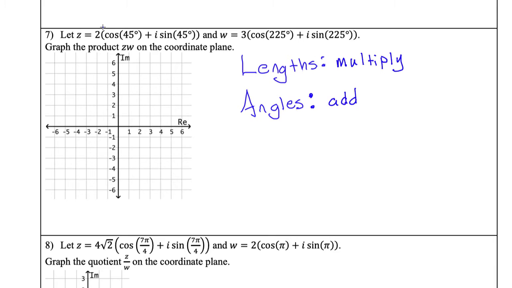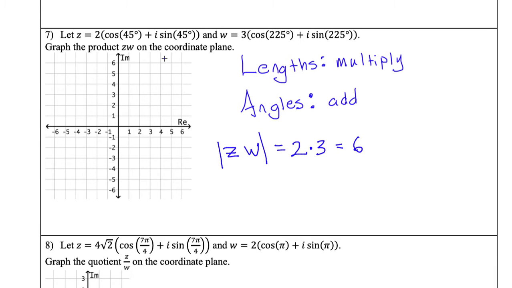So, multiply out front, 2 times 3. When I multiply those together for ZW and take the modulus, I get 2 times 3, and I know that the final length is 6. So the modulus is 6 for the product.